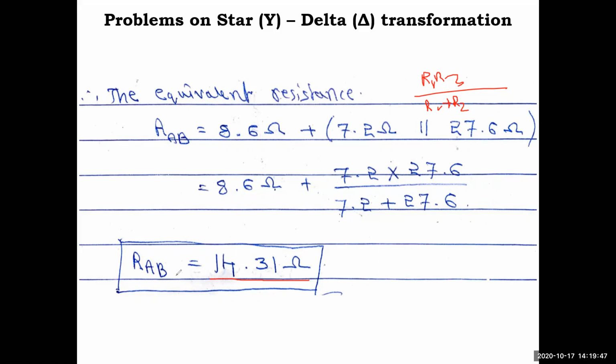Hope you understood this complete transformation. You have to identify where to apply delta to Y or Y to delta. This is the first variety. Similarly, we will do another problem where we apply Y to delta transformation. Note this down, hope you have completed it. Otherwise, pause it and continue.